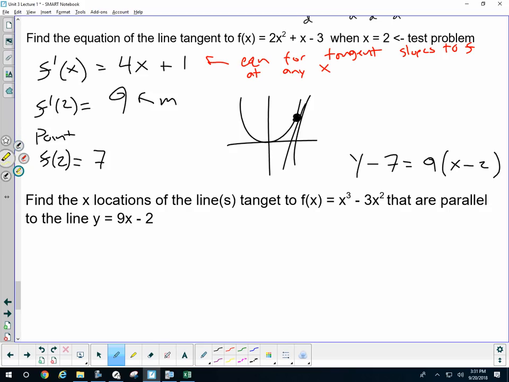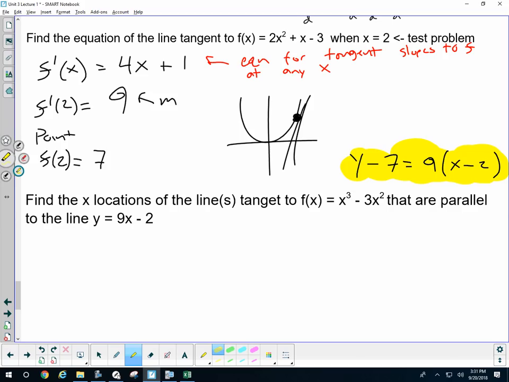But now we can do other questions where, man, just finding f prime was daunting. But now finding f prime is the easy part of the question. So let's read this question. Find the x locations of a line or lines tangent, that's tangent, not tangent, to f of x equals x cubed minus 3x squared. They are parallel to the line y equals 9x minus 2.